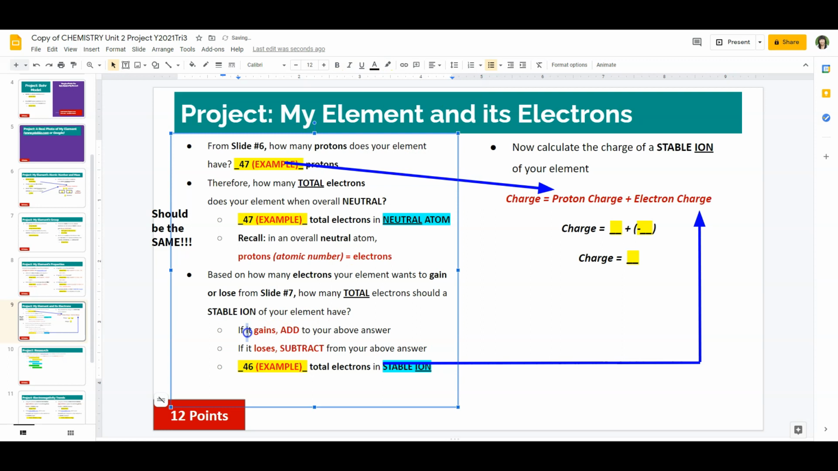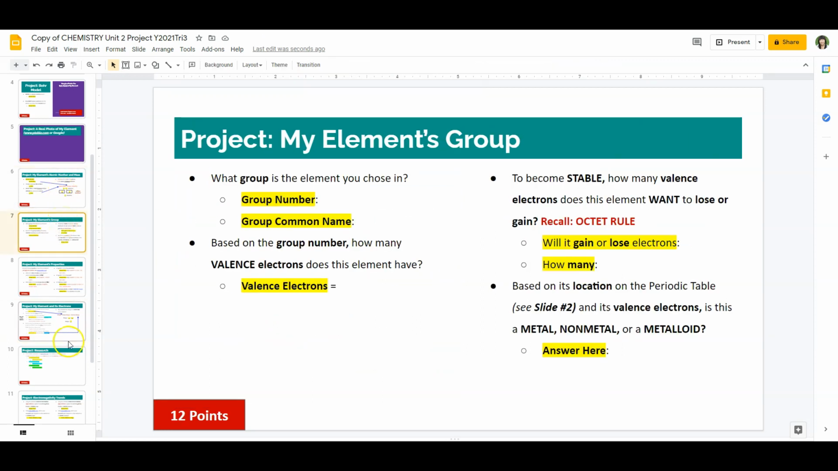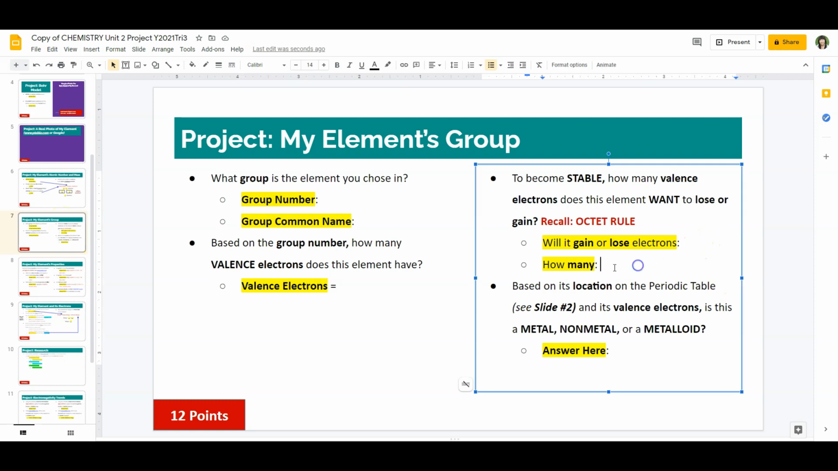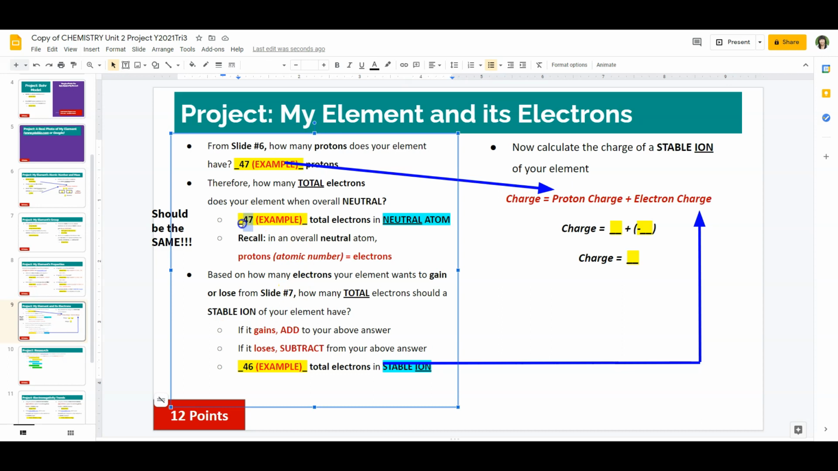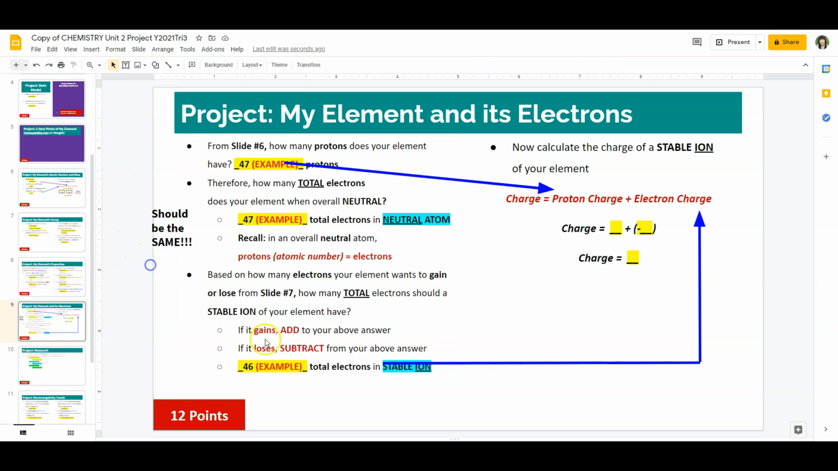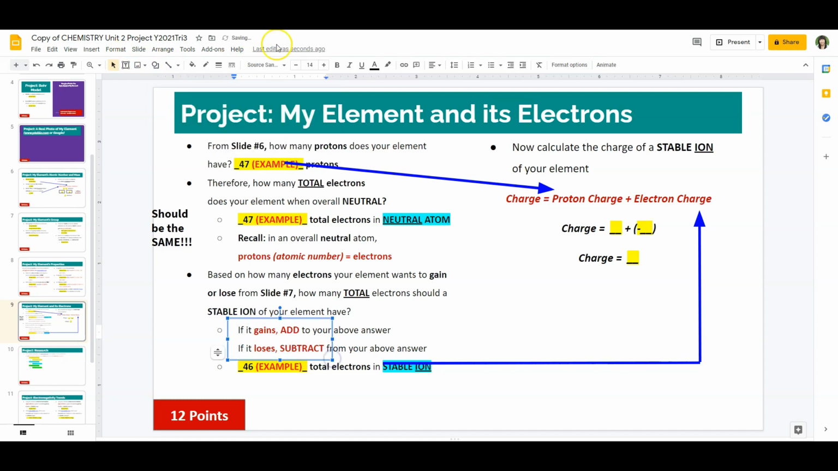Now if you decided on slide number 7 that your atom gains electrons, then you should add to the electrons from above. So for example, if I gained 1, then I would add 1 to 47, and that would become 48 electrons. So again, make sure that you pay attention to this part right here. I'll go ahead and just box this. Make sure that you pay attention to this part right here, okay?